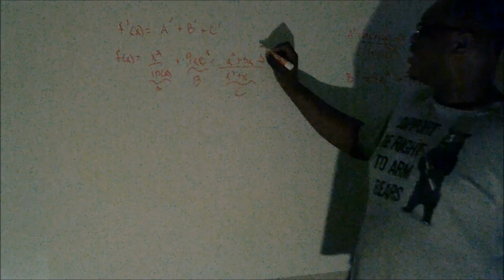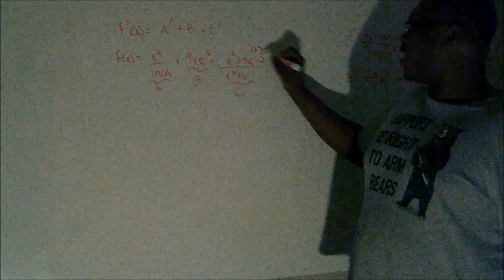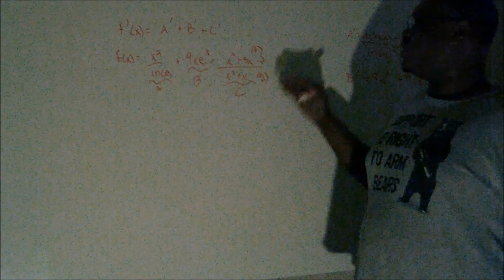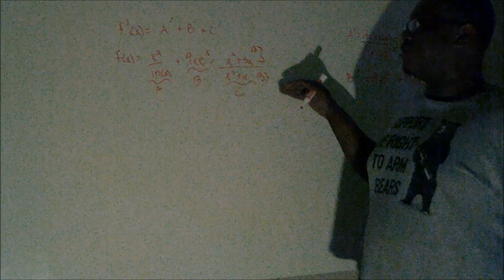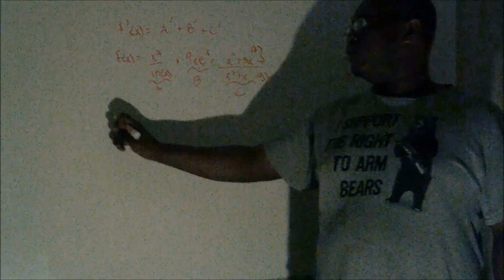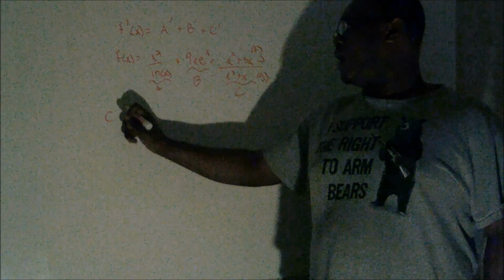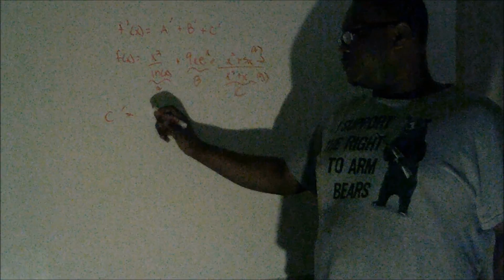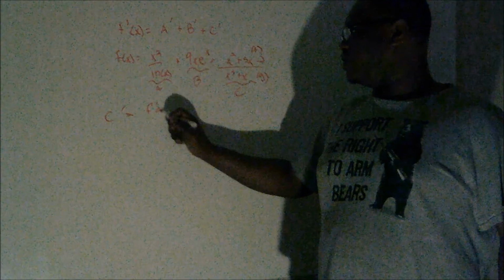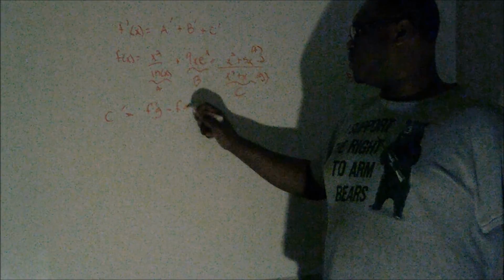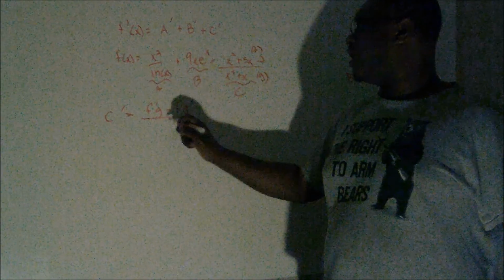So I'm going to label the top function f and the bottom function g. We see that it's two functions divided by each other, so we need the quotient rule. So using the quotient rule, we know that c prime will be equal to f prime g minus f g prime all divided by g squared.